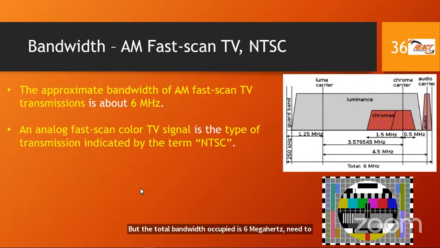And also, remember we said that it is similar to broadcast. It's not exactly the same, but for our purposes, we say that the amateur radio version of it, called the analog fast scan color TV signal, is a type of transmission indicated by the term NTSC. And some of you may recognize that NTSC is the type of signal that we use for free-to-air. NTSC, they have other standards like PAL and so on. But NTSC typically used in the United States, Trinidad and Tobago as well.